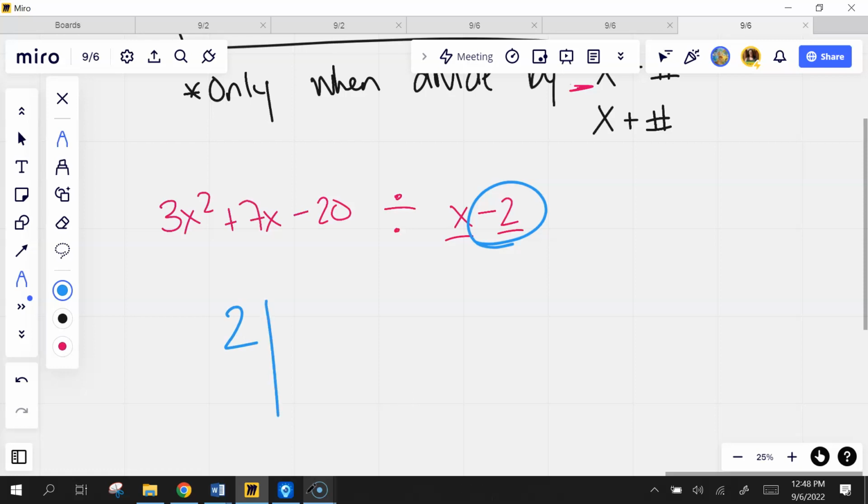Okay, so it's an upside down division sign. And you need enough room for 2 rows of numbers here. And this first row is just simply going to be your coefficients, including placeholders, of your first polynomial. So 3, 7, negative 20.